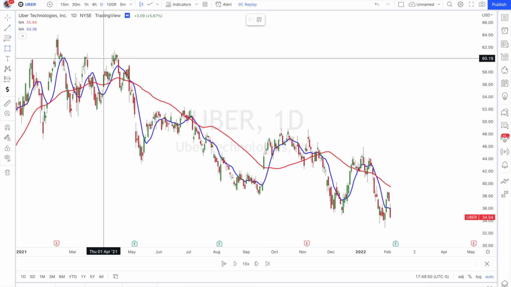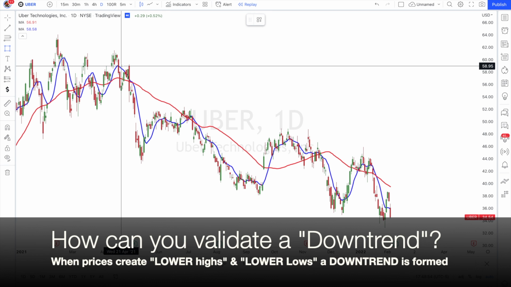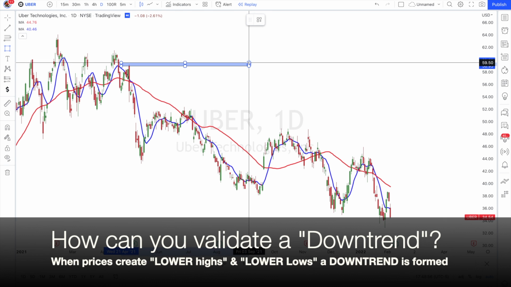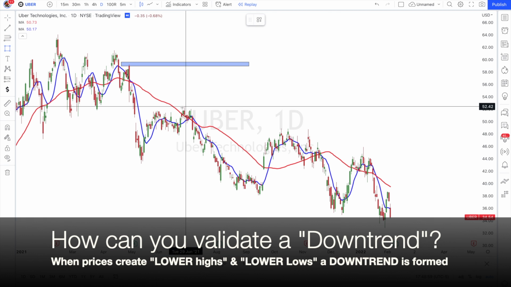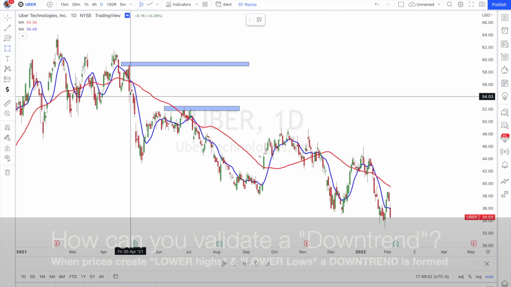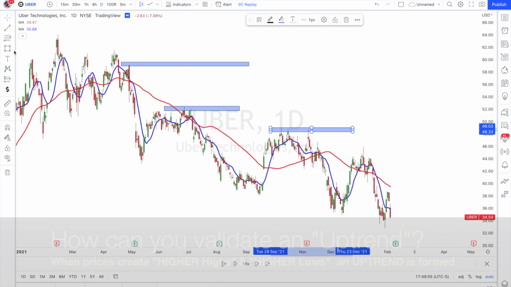In this scenario, I can see that prices are going down. How can I validate that this is a proper downtrend? So you'd want to look for lower highs and lower lows.